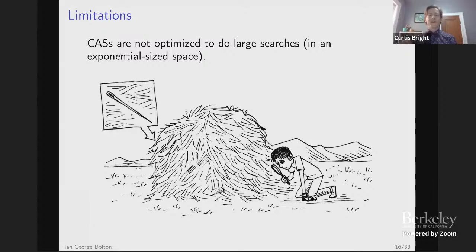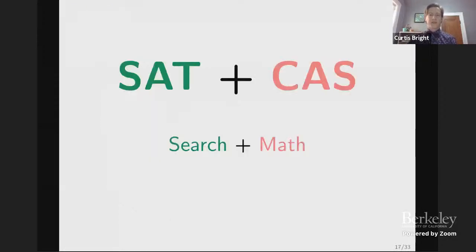Maybe there's only one satisfying assignment of your formula, right? And you're tasked with trying to find it, right? You're trying to find that needle in this exponentially large sized haystack. So if SAT solvers are good at anything, they must be good at the search problem, right? They're built to cope with that immenseness, whereas in a way that CASs typically aren't.